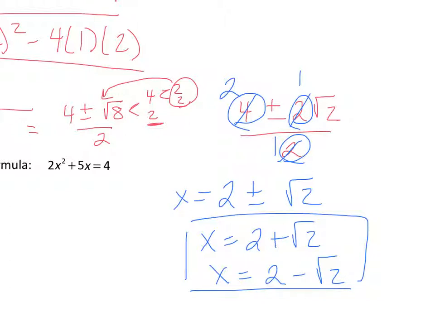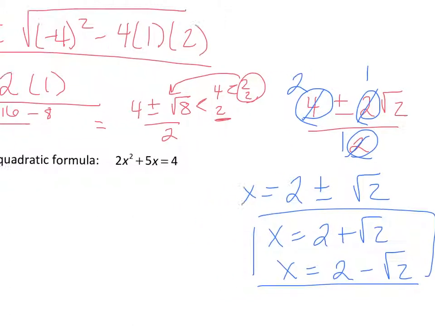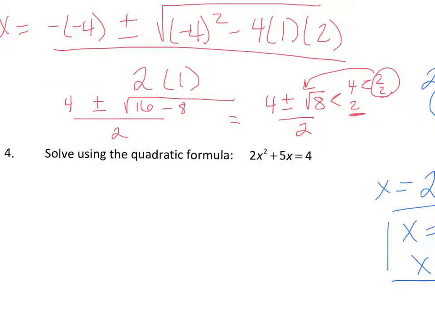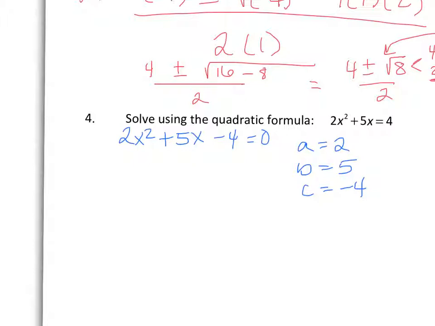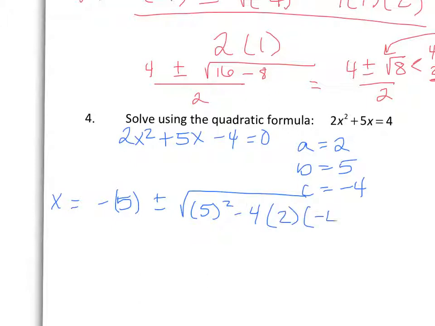Okay, let's take a look at one more. When a is not 1, we want to get it equal to 0, so I'm going to subtract 4 from both sides. So 2x squared plus 5x minus 4 equals 0. And it just helps to write out what a is, and b, and then finally c. So now again, we're going to use the quadratic formula and say x equals negative b plus or minus the square root of 5 squared minus 4 times a times c, all over 2 times a.